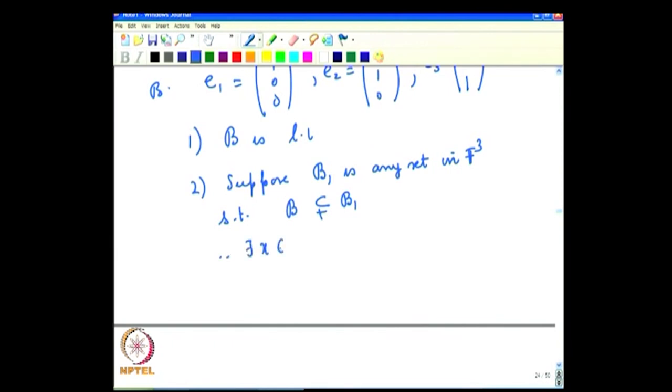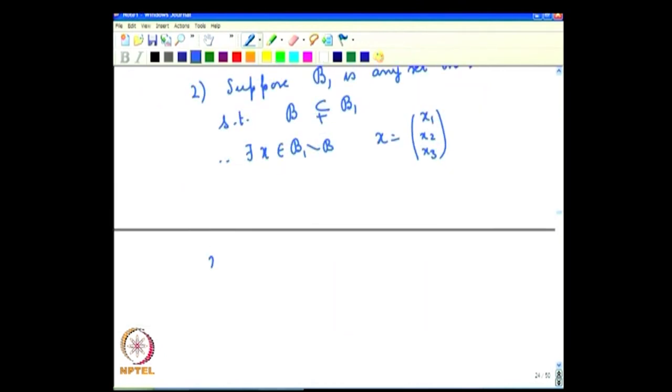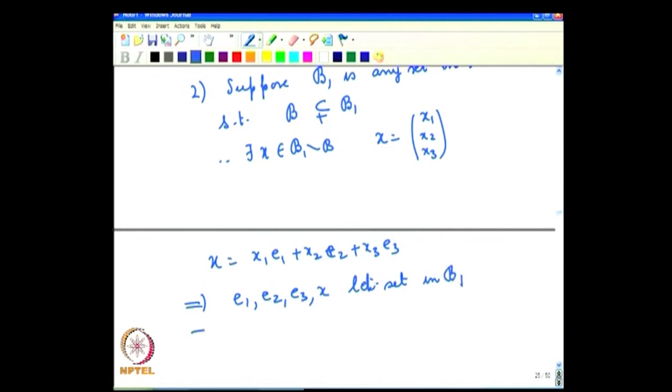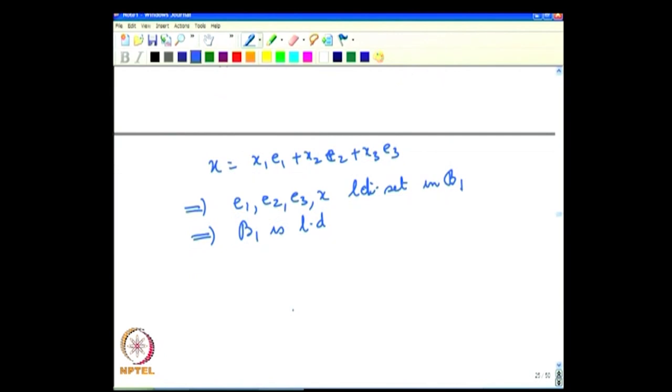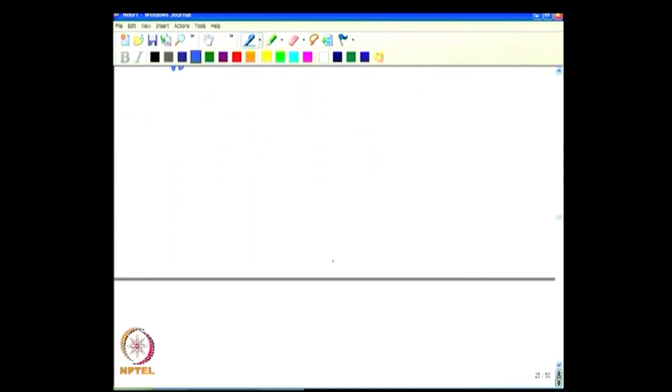Therefore, there exists an X in B1 minus B, call this X1, X2, X3, and we have X is equal to X1 E1 plus X2 E2 plus X3 E3, and that implies that E1, E2, E3, X is a linearly dependent set, and all of them are in B1, and therefore B1 has a linearly dependent set inside it, and therefore B1 is linearly dependent, which says that anything bigger than B is linearly dependent and B is already linearly independent, and therefore B is a maximal linearly independent set. So we see that a basis has to be a maximal linearly independent set. Now let us look at the example of the matrices.